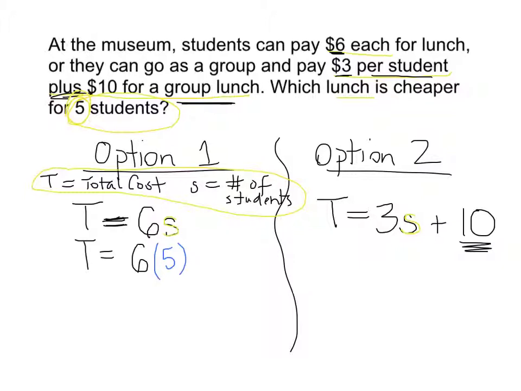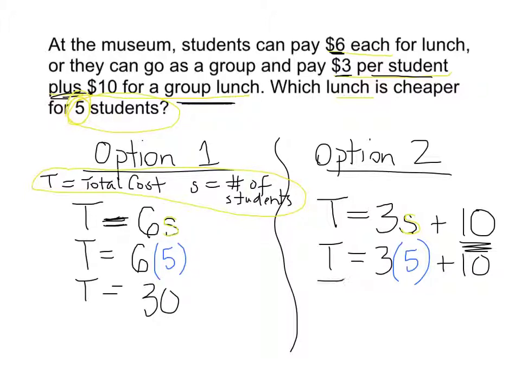And what would it be for option 2? T equals 3 brackets 5, and plus 10. Good. Okay, so now that we've replaced our unknown variable, we can find what t is equal to. We can find the total cost. So what's 6 times 5? 30. Good. And how would I solve this one? You'd have to do the 3 times 5, which is 15. Good. We have to follow BEDMAS, right? Multiplication first. 15. Plus 10. Good.